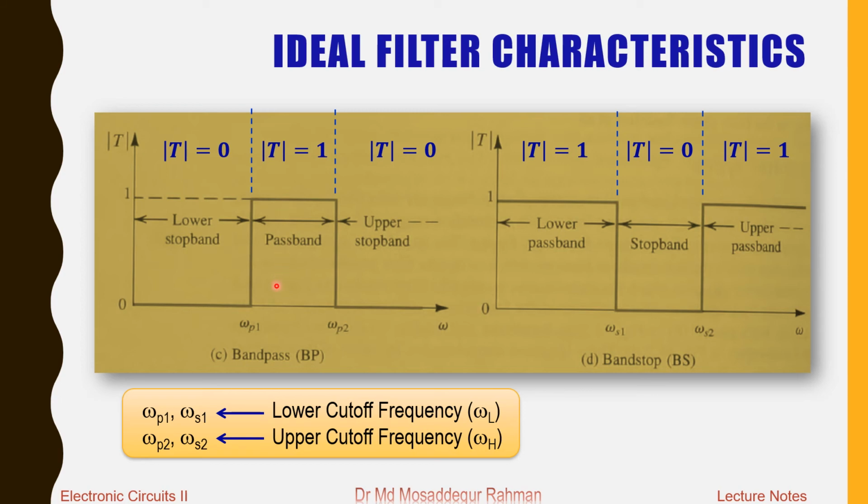So these are the features of the ideal filter circuits: you will have 100% transmission in the pass band, you will have zero or no transmission in the stop band, and there will be a sharp, abrupt change from pass band to stop band. These are the main hallmarks of ideal filters.